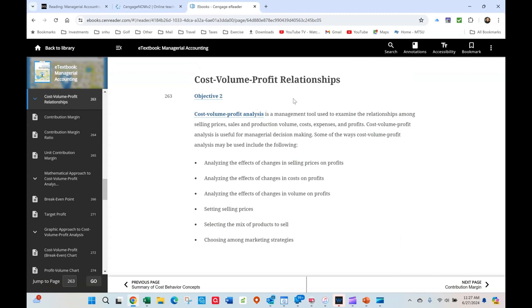All right, so cost volume profit analysis is a management tool used to examine the relationships among selling prices, sales and production volume, costs, expenses, and profits. It's useful for management decision making. All right.